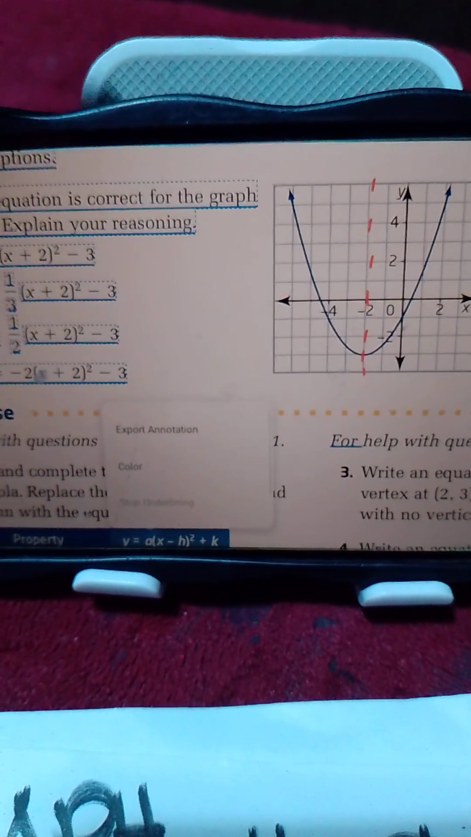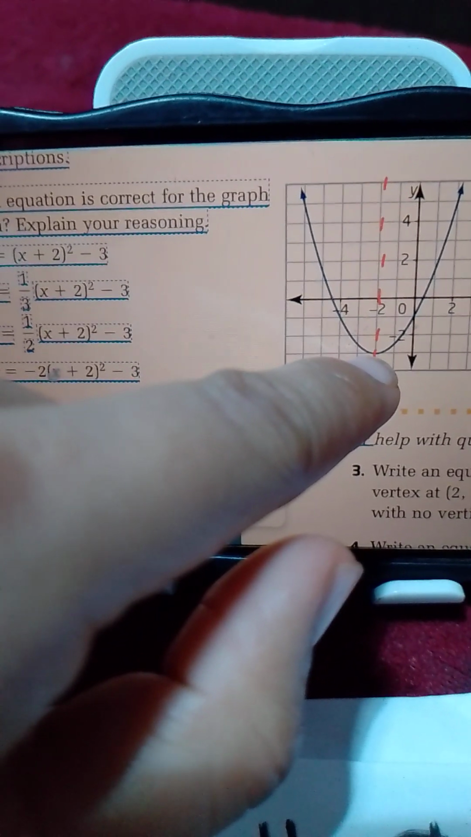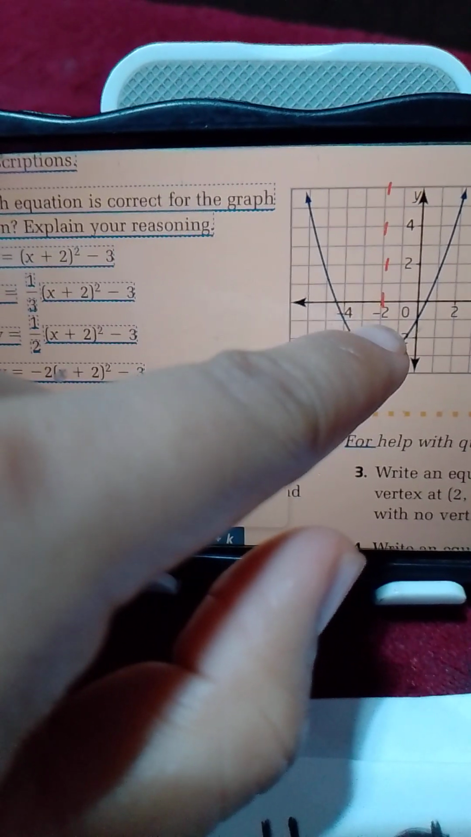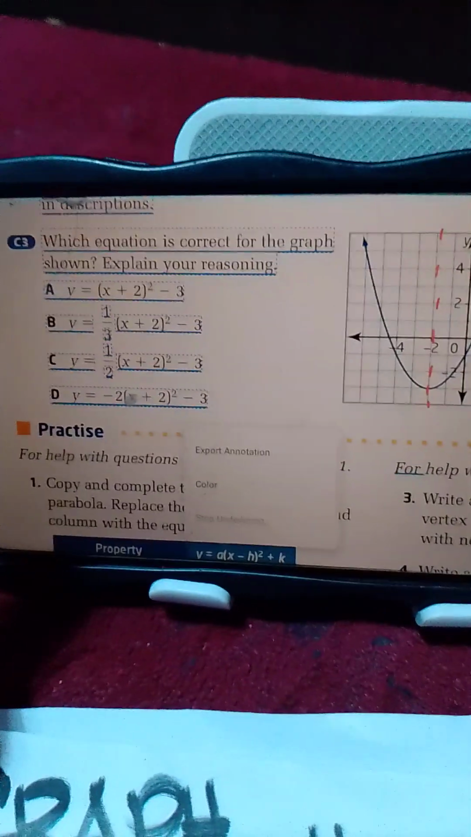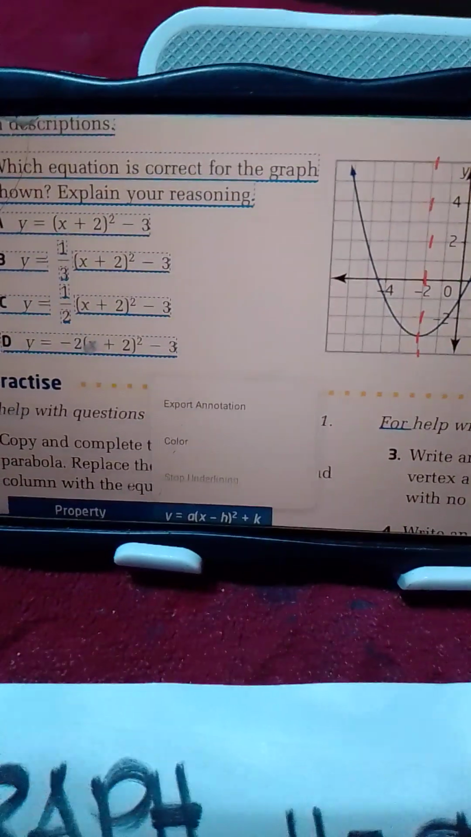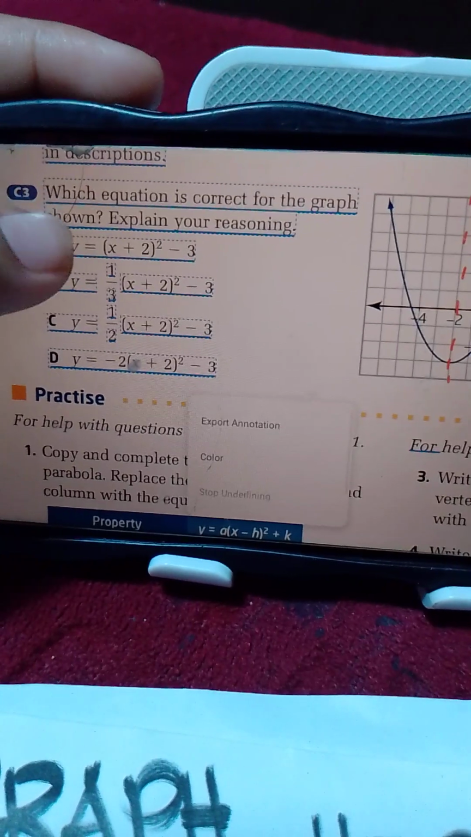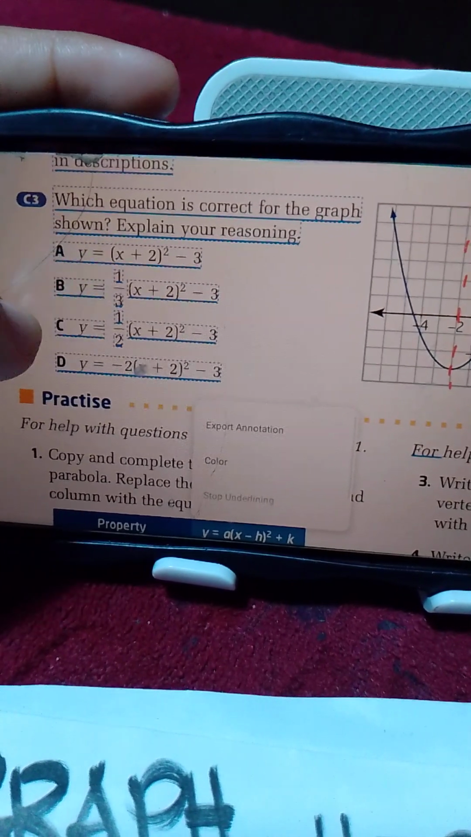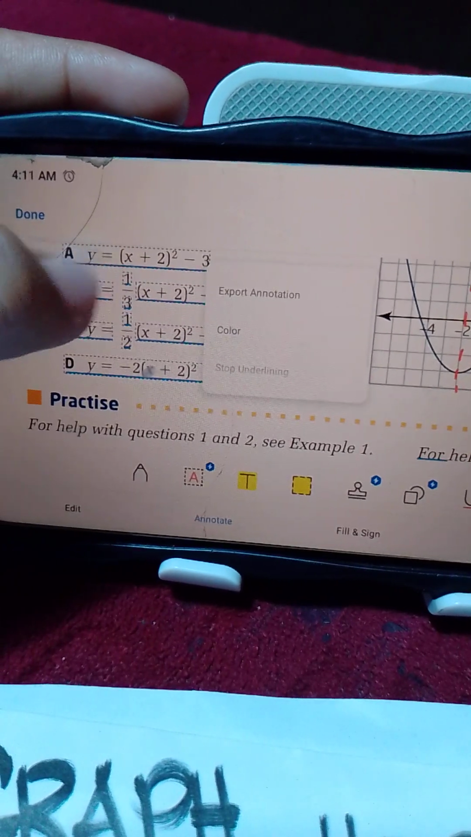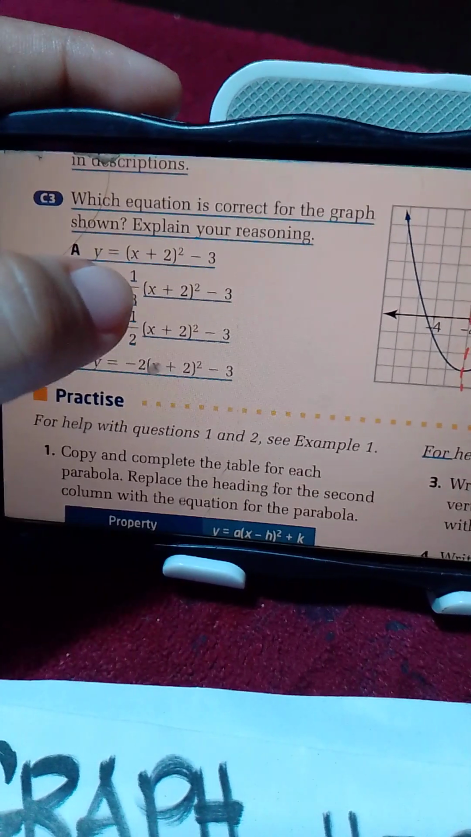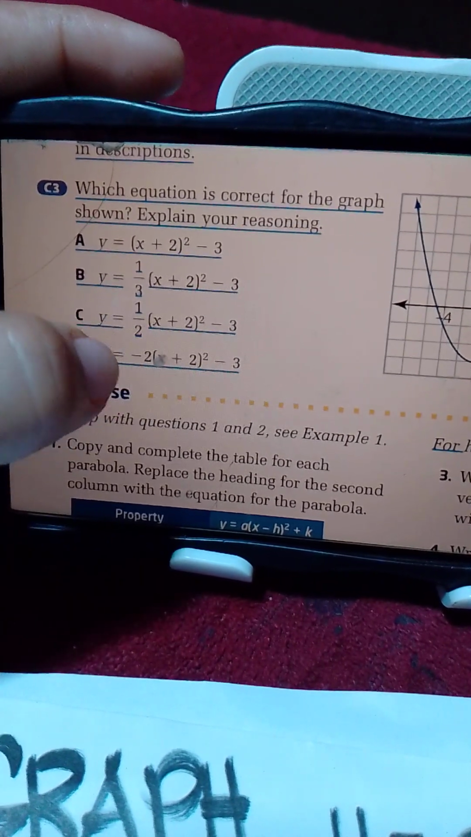So we have here the vertex is (-3, -2). So they all have the right value of h and k. What is different is our a. In the first equation, it only has an a of 1. For the second equation, 1/3. For the third, 1/2 and -2.